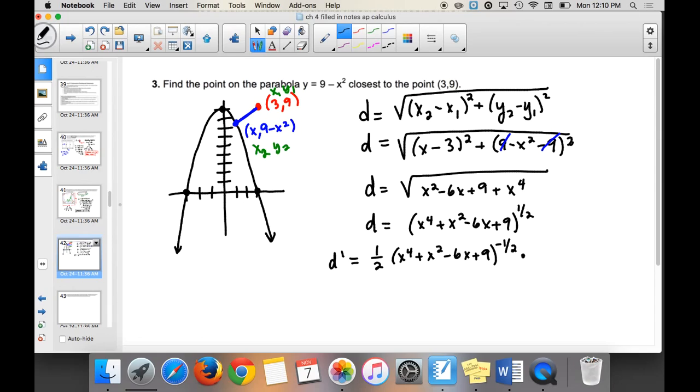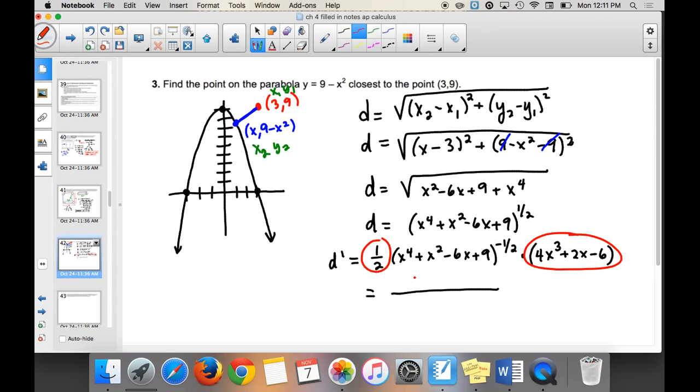All right, so d prime is going to equal 1/2, the inside part, x to the 4th plus x squared minus 6x plus 9, to the negative 1/2 times the chain. So our chain is the derivative of the inside, which is 4x cubed plus 2x minus 6. So you can kind of get fancy, and the 1/2 and the 4x cubed plus 2x minus 6 will reduce out. So you have 2x cubed plus 1x minus 3 if you want to. It's fine, you don't have to. So this 1/2 and this will reduce down to 2x cubed plus x minus 3. But the bottom is x to the 4th plus x squared minus 6x plus 9 under a square root. And you'd have to set both of those equal to 0 and solve.